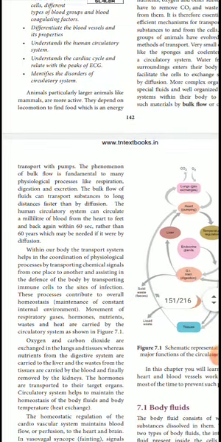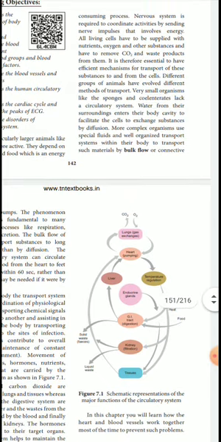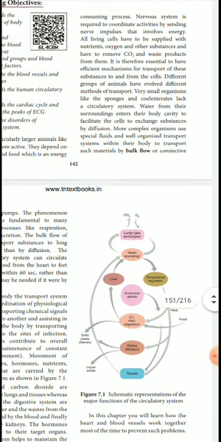Particularly large animals like mammals come under this category. They also depend on locomotion to find food, which is an energy-consuming process. The nervous system is required for coordinated activities by sending nerve impulses, which also involves energy. All living cells have to be supplied with nutrition, oxygen and other substances, and have to remove CO2 and waste products. It is therefore essential to have an efficient mechanism to transport these substances to and from the cells. Different groups of animals have evolved different methods of transport.